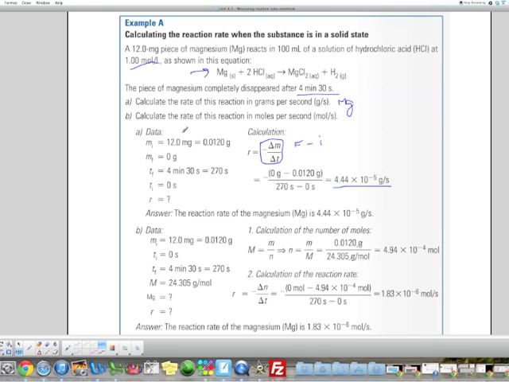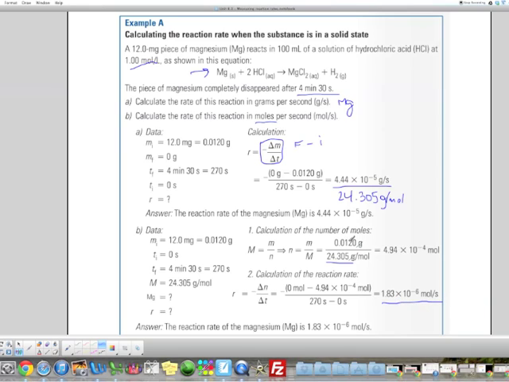Question 2, or B: calculate the rate of this reaction in moles per second. Here they make it a little bit more complicated. You can basically take this answer, which is in grams per second, and just convert your grams directly into a number of moles. The molar mass, as they stated here for magnesium, is 24.305 grams per mole. So I could just divide by 24.305 grams per mole, and I will get exactly the same answer as they get over here.